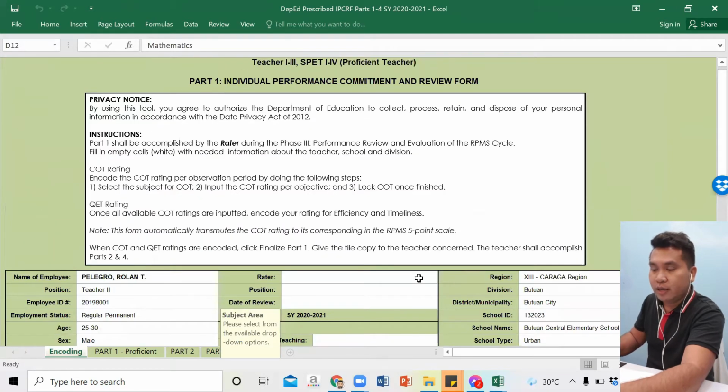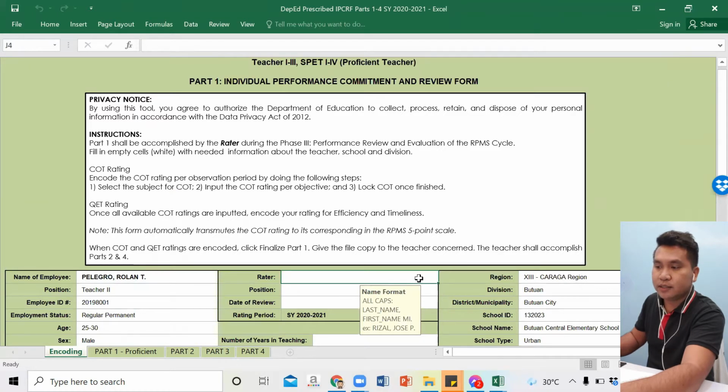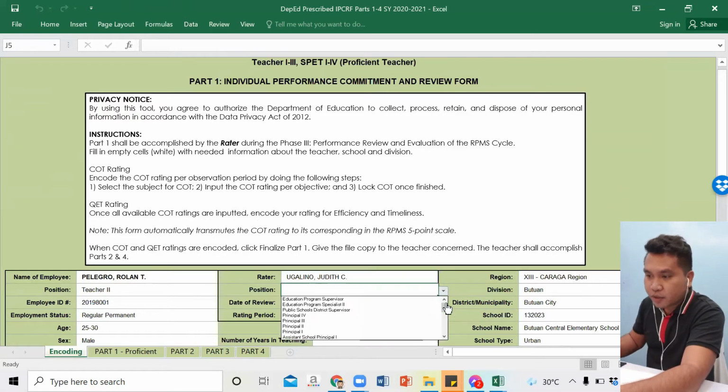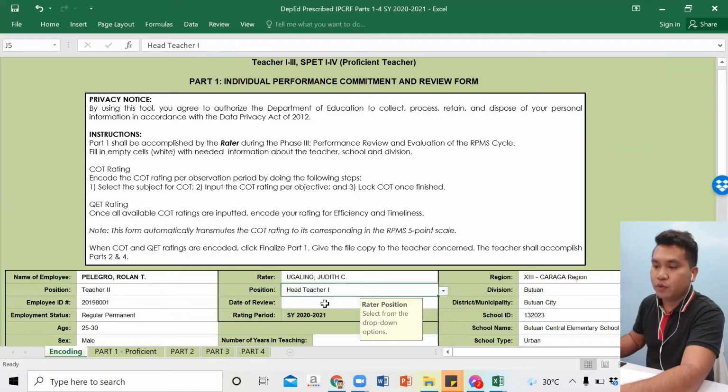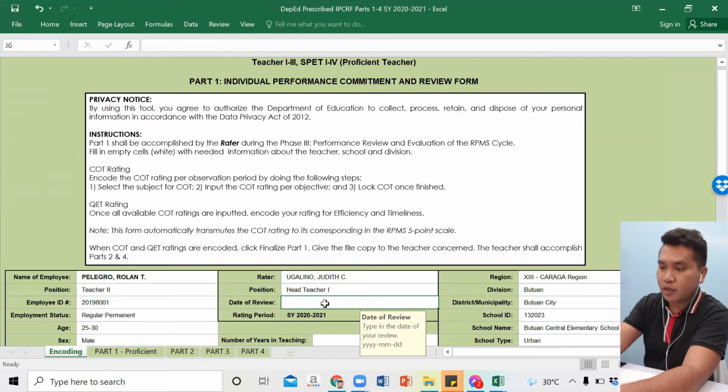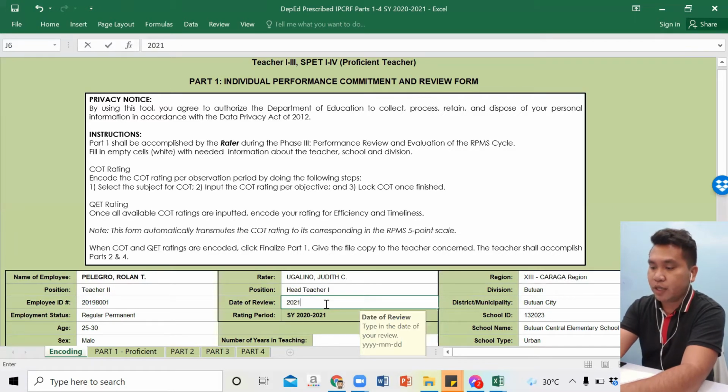Rater: the name of the rater here must be all capitalized, last name, first name, and the middle initial. For my rater, the rater is in the person of Ma'am Judith Ogalino. So Ogalino, Judith, C. Then position: Head Teacher 1. Date of review: assuming that Ma'am Judith reviewed this tool last April 5, 2021. It must be year first, 2021, then April.